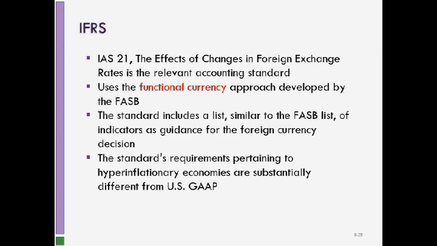Okay, IFRS, what does IFRS have to say? It uses the functional currency approach developed by FASB. In other words, there's harmonization here. They're sort of on the same page, which is a good thing, right? We've got to have some agreement in some places in the accounting standards. The standard includes a list similar to FASB in terms of guidance for the functional currency decision.